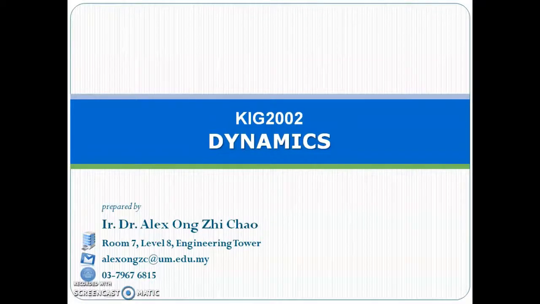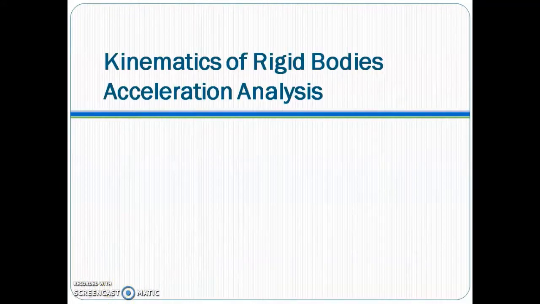Hi, welcome back to KIG1015 Dynamics. Today we will look into kinematics of rigid bodies, but this time we are looking into how to determine or analyze the accelerations of rigid bodies undergoing different types of motions: the translations, rotation about a fixed axis, and the general plane motions, like what we have covered earlier in velocity analysis.